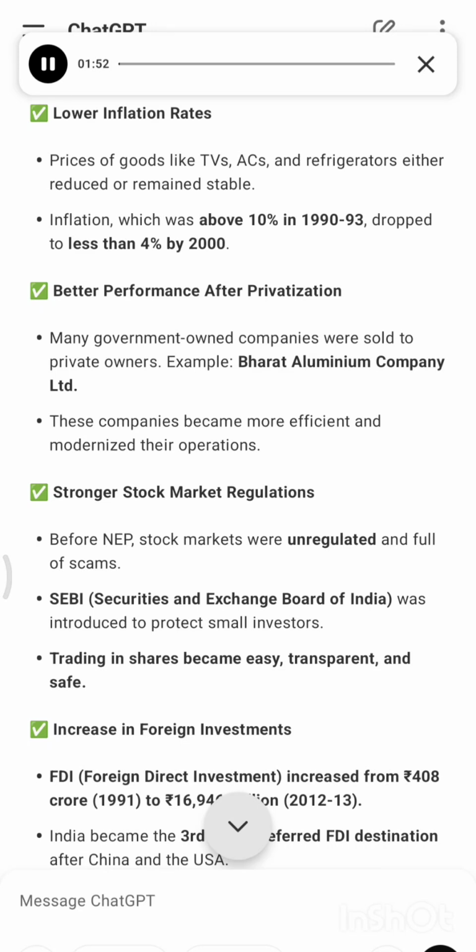Better performance after privatization. Many government-owned companies were sold to private owners. Example: Bharat Aluminium Company Limited. These companies became more efficient and modernized their operations.